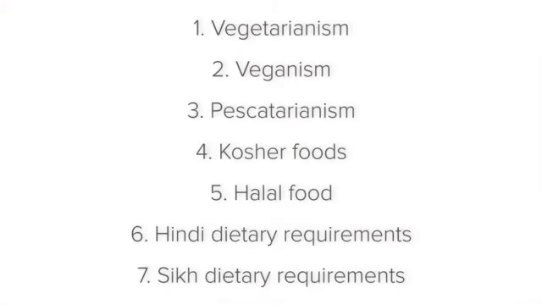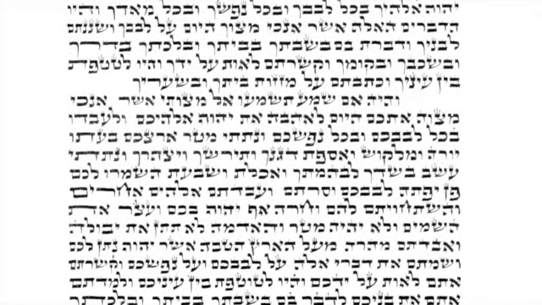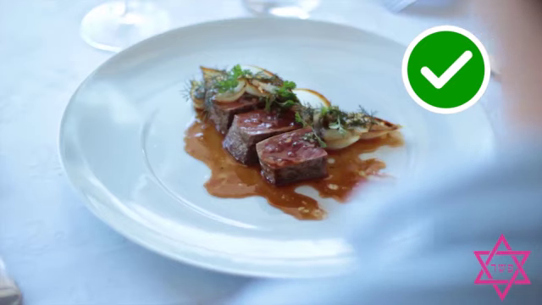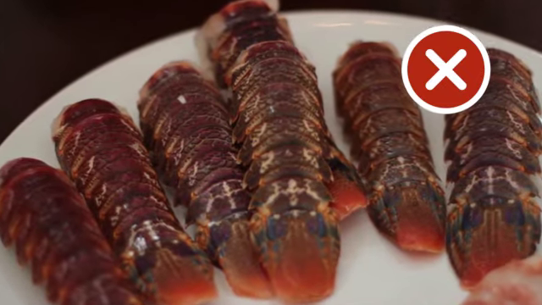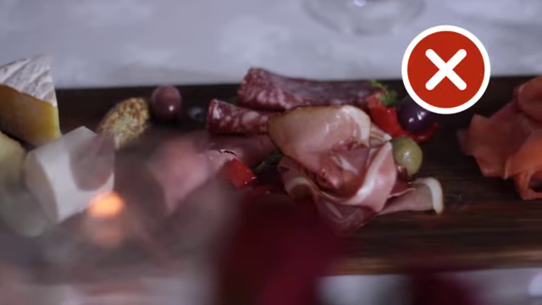Let's look at kosher foods. Foods that are allowed under Jewish dietary law are called kosher foods. Foods that are not kosher include pork, hare, lobster, and crab, and foods that mix dairy and meat, such as cheeseburgers.